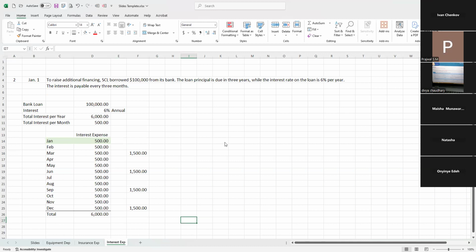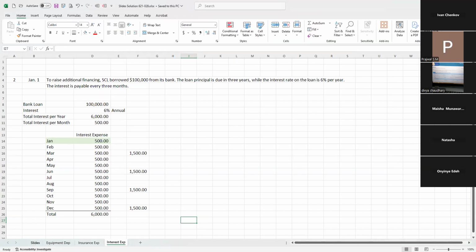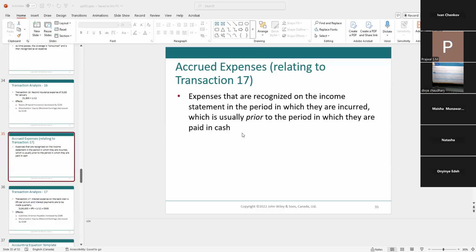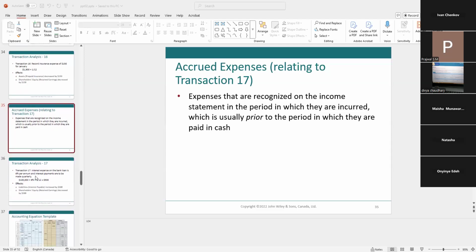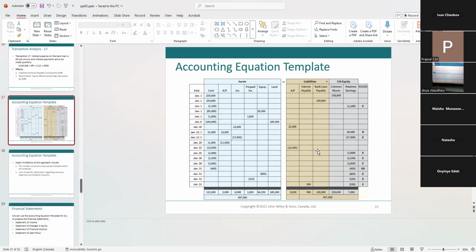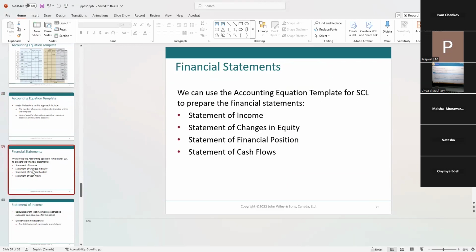So I'm gonna save this one, and that will be slide solution, section 28. Save it. And the next thing that I'm gonna do is, so that's how we're calculating the interest expense. Then we're preparing, we already have the chart. And from that chart, we start doing the financial reports.